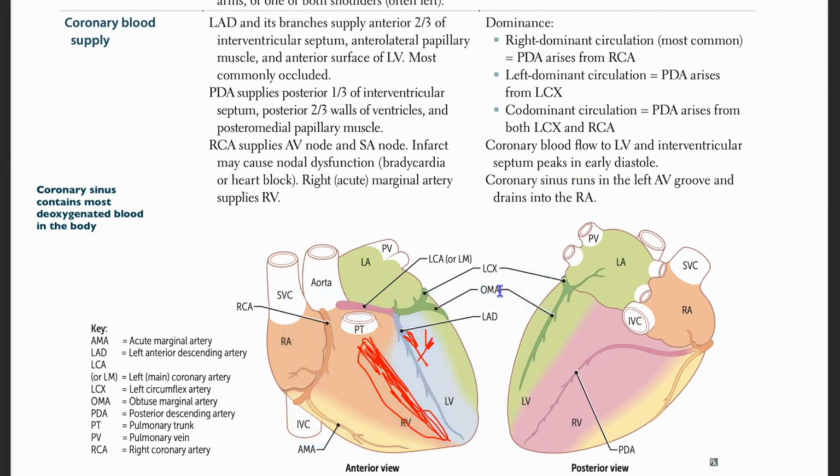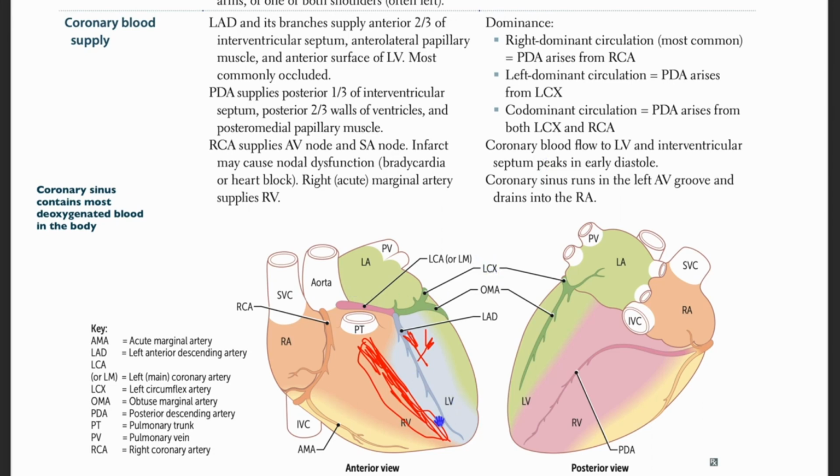And then you have obtuse marginal artery, so that's this thing right here. That's just another name you have to remember, but they will ask you about that. What you have to remember is left circumflex artery.